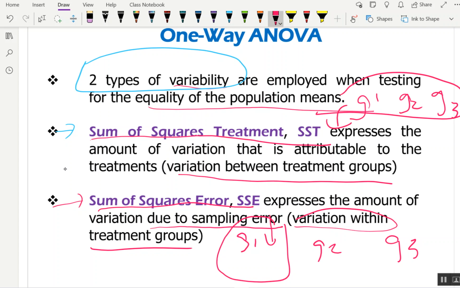Compared to sum of squares error, it only measures the variation that is happening inside the treatment group itself. Let's say treatment group 1, inside it they want to know the differences that occur inside this. So this is the difference between sum of squares treatment and sum of squares error. This is a type of variability that we are measuring. When we want to test the equality of the population means, population 1 equals population 2, again this is what is being measured in this ANOVA.